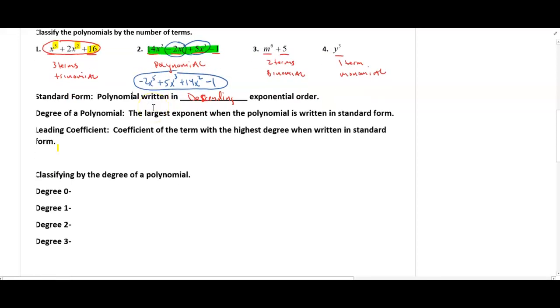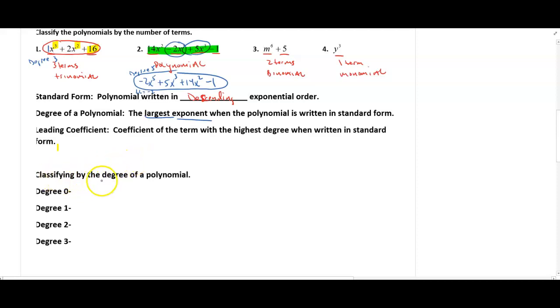Now, the degree of a polynomial is the largest exponent when the polynomial is written in standard form. For example, this one would be degree 3. This would be degree 5. It's the highest exponent that represents the degree. Now, the leading coefficient is the coefficient of the term with the highest degree when written in standard form. So, for example, this one, the leading coefficient would be 1. This example, the leading coefficient would be negative 2.